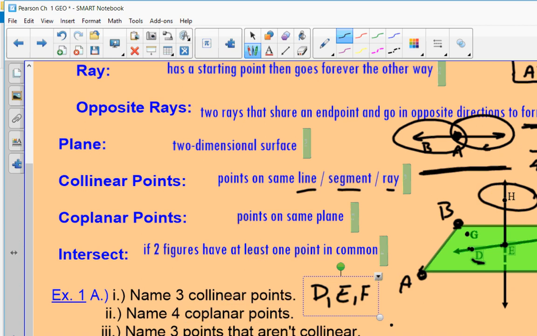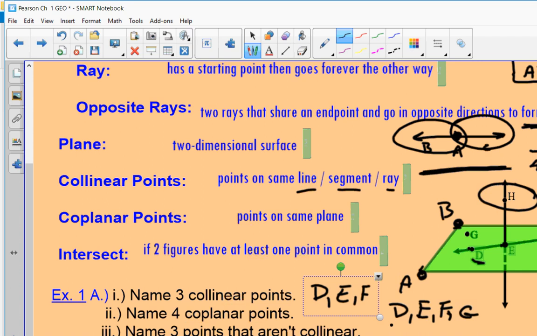Name 4 coplanar points. So just use the ones that we gave you on the note packet or in this video. Ignore A, B, C, and Z for a second. 4 coplanar points. So 4 points on the same plane. I'll let you kind of look at that. And that would be D, E, F, and G are all coplanar. Okay. They all lie on the same plane. Not necessarily on the same line. They didn't ask me that. They said coplanar.